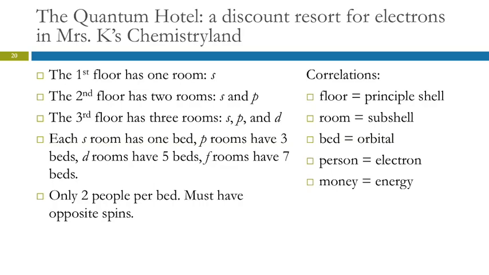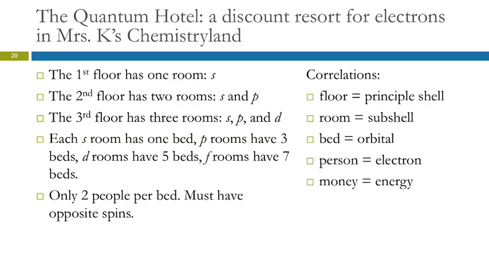Okay, so this was all probably somewhat confusing. So I have an analogy for this, and my analogy is the Quantum Hotel, a discount resort for electrons in Mrs. K's chemistry land. So, Disneyland's supposed to be the happiest place on earth, right? This is my version. I call it chemistry land. Okay, so lots of crazy things happen in chemistry land. But there's this hotel, the Quantum Hotel, and it's got kind of a funny shape. It wouldn't be good in California where we have earthquakes. It's smaller at the base, and it gets bigger as it goes up.